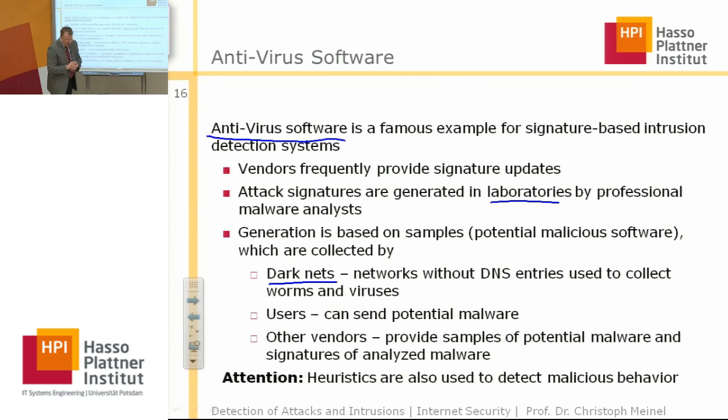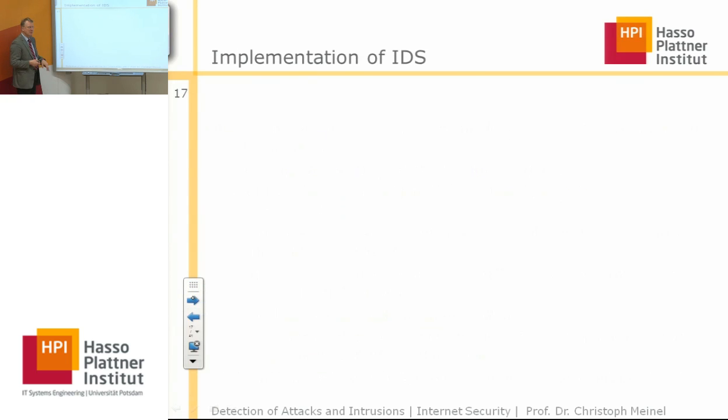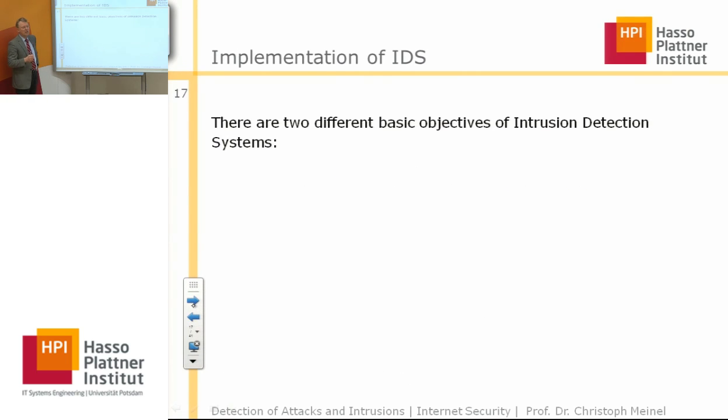Heuristics are also used to detect malicious behavior. That's because of their different strengths and weaknesses. Not only signature-based approaches are used for the design of such systems, but also anomaly-based approaches.